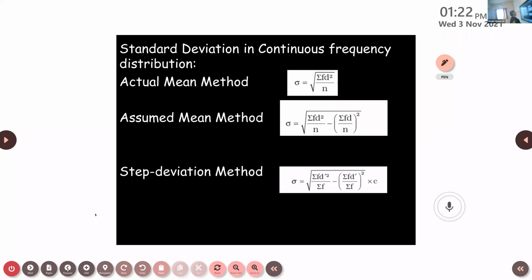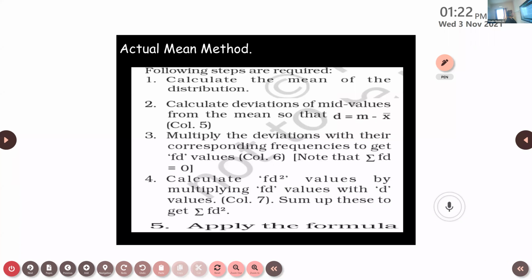Standard deviation through actual mean method. So there are some steps for finding it. The first one, when you get a continuous series, what you have to do? First thing, you have to calculate the mean of the distribution. I will show you how to calculate the mean and all. So first step, calculate mean from the distribution.